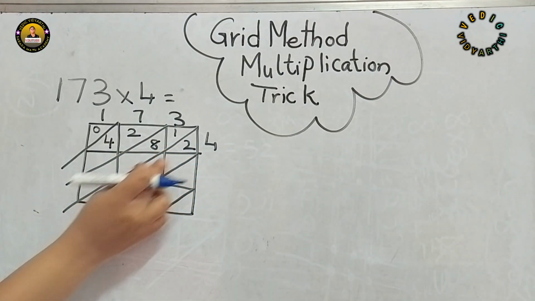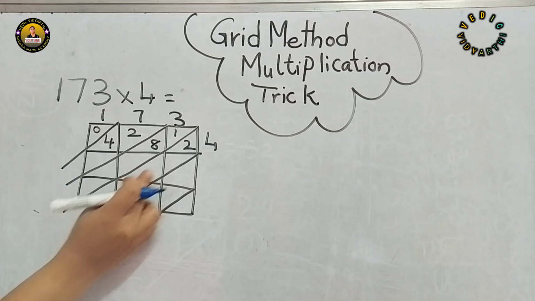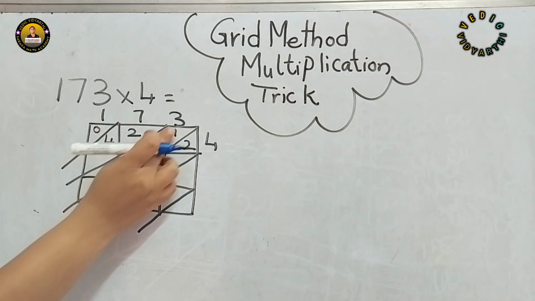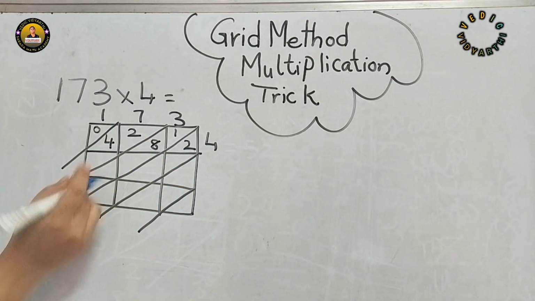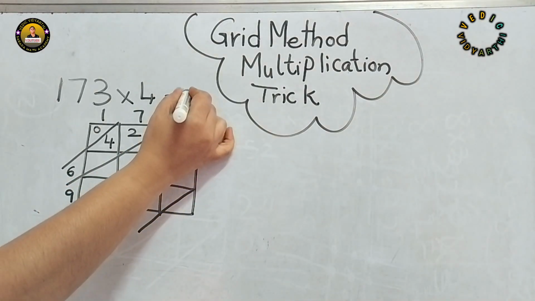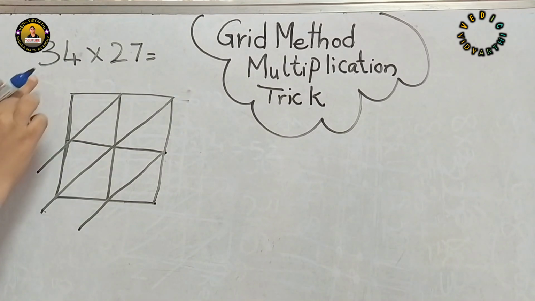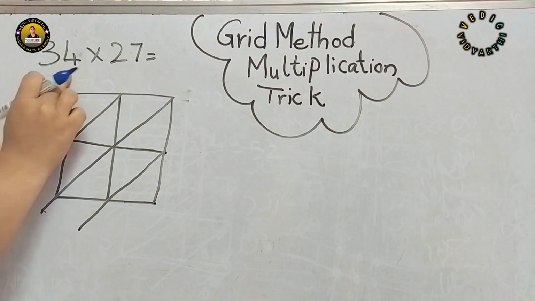Now, what do we have in this line? Only 2. So write down 2. 8 plus 1, 9. 4 plus 2, 6. So the answer is 692.